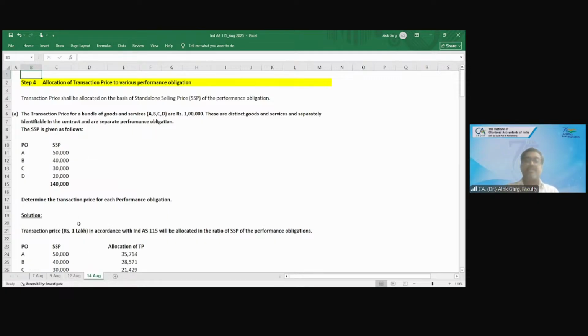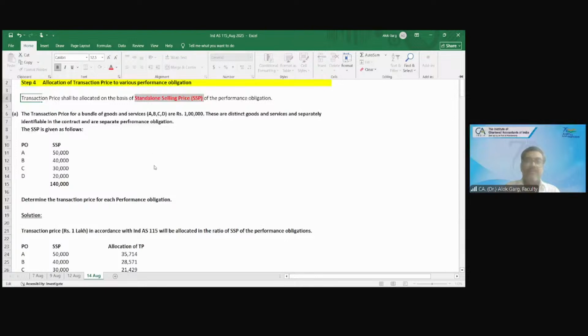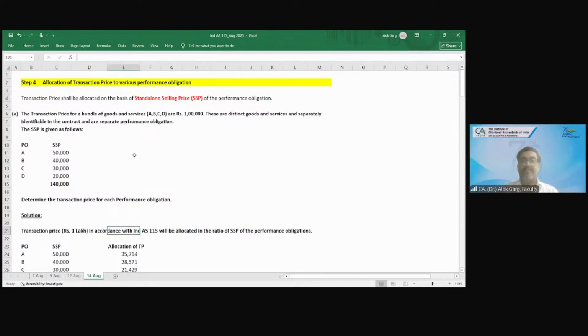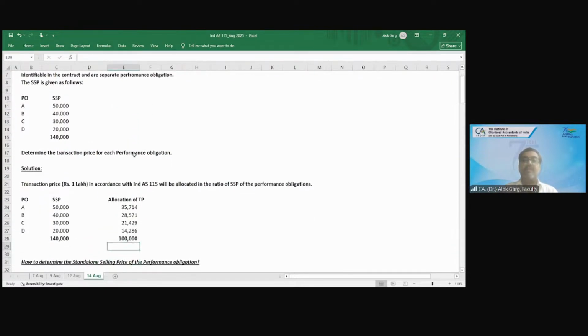So the transaction price of rupees 1 lakh in accordance with Ind AS 115 will be allocated in the ratio of standalone selling price of the performance obligations. Standalone selling price. So how is it going to be allocated? How do we do this allocation? 50,000 multiplied by 1 lakh divided by 1 lakh 40,000.